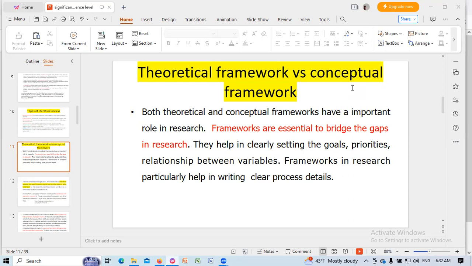Today, my discussion topic is about frameworks in research. First of all, there are two types of framework: theoretical framework and conceptual framework.